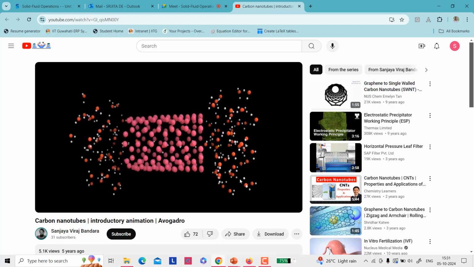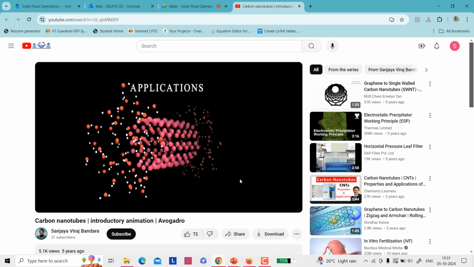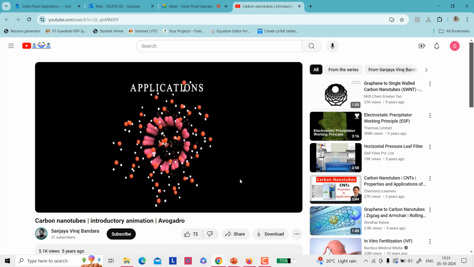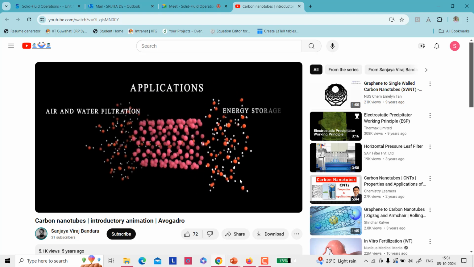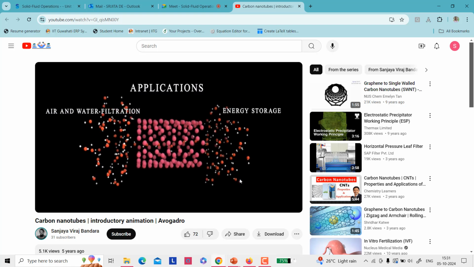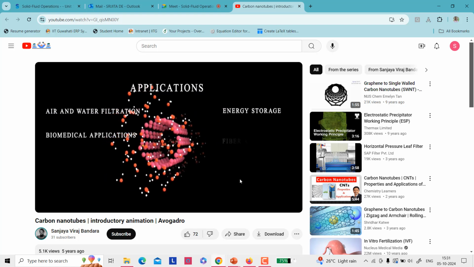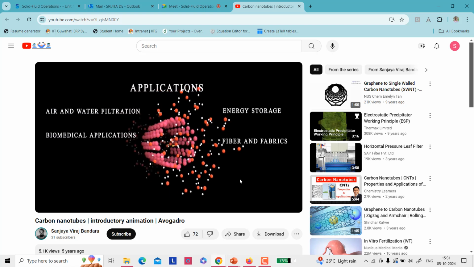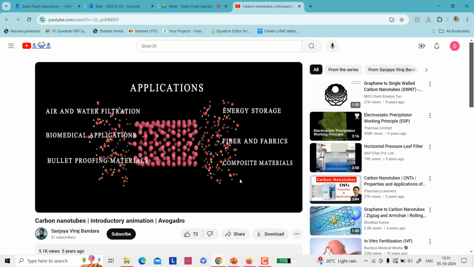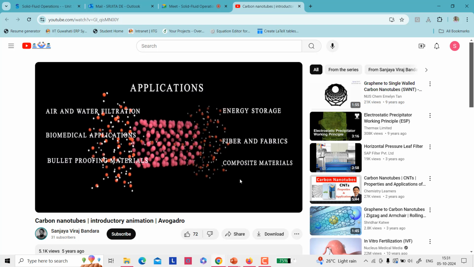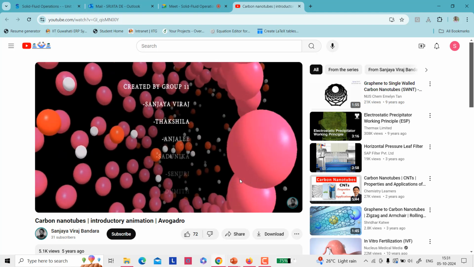So nanotubes have multiple applications: air and water filtration, energy storage, biomedical applications for heat sensitivity, fiber and fabrics, bulletproofing materials, and composite materials. So these are the 1D nanotubes.